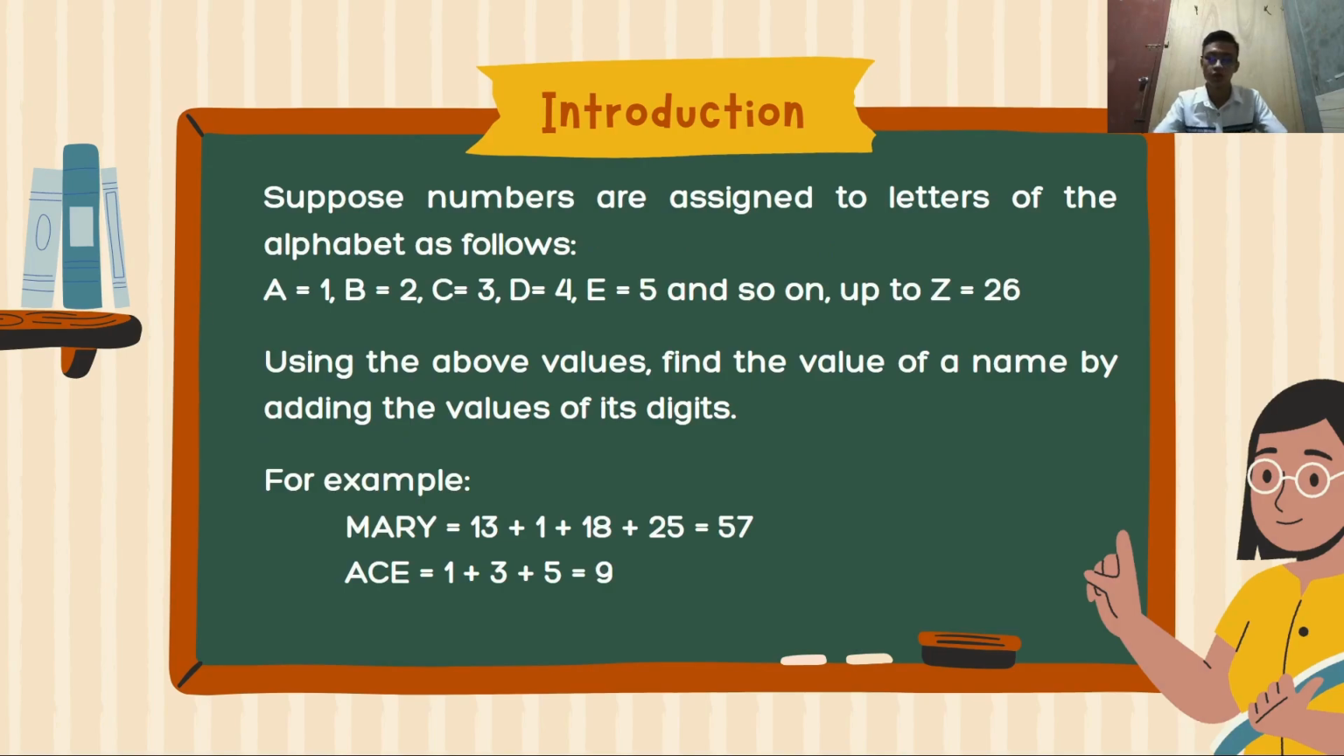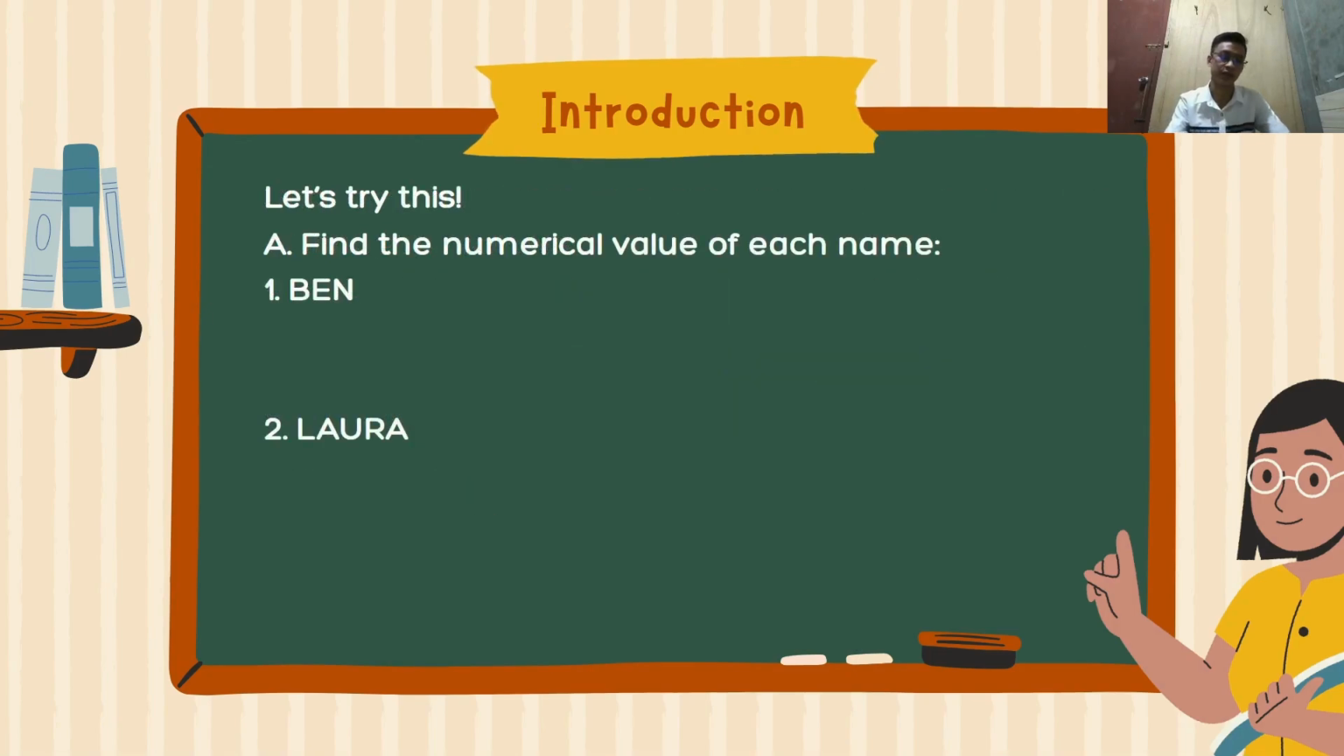If we go back, 2 plus 5 is equal to 7, plus 14, it is equal to 21. So the numerical value of the name Ben is 21. Now, the second one is Laura. Can you try it on your own? That's your assignment. On the next slide.